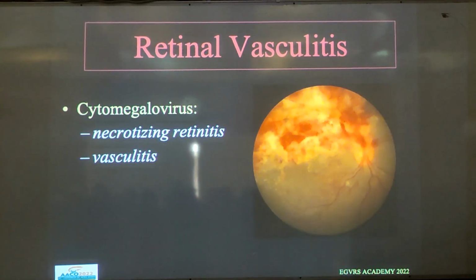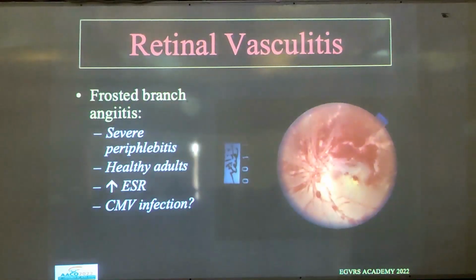So it's a necrotizing retinitis with severe vasculitis, and of course the treatment is valganciclovir اللي هو بيسميه سايبيفين والفالسايت. Frosted branch angiitis. Frosted branch angiitis is a typical picture. If you see it once, you'll never forget it.